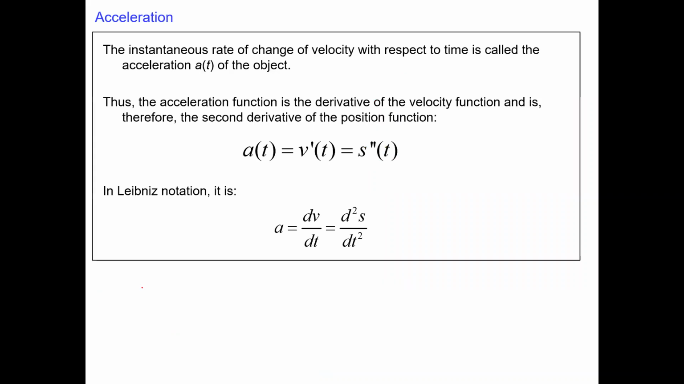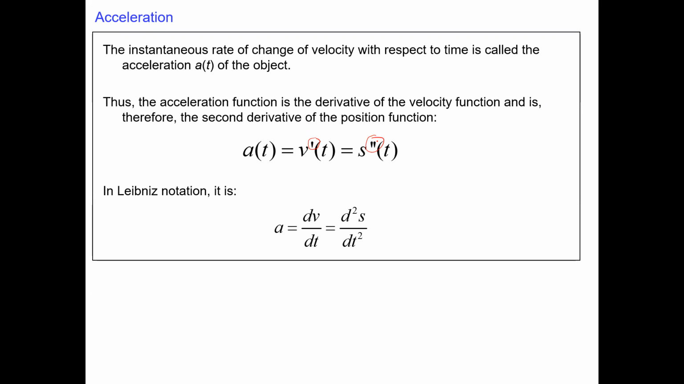And now, acceleration. The instantaneous rate of change of the velocity with respect to time, we will call the acceleration of the object. Acceleration is the instantaneous rate of change of the velocity. This is the derivative of the velocity. Since velocity was the first derivative, the derivative of the velocity is the second derivative of the position function, of the original function.